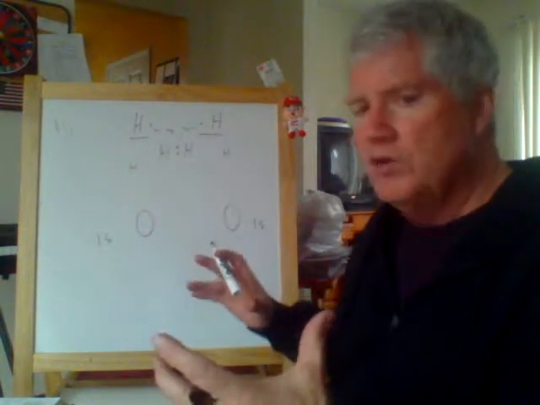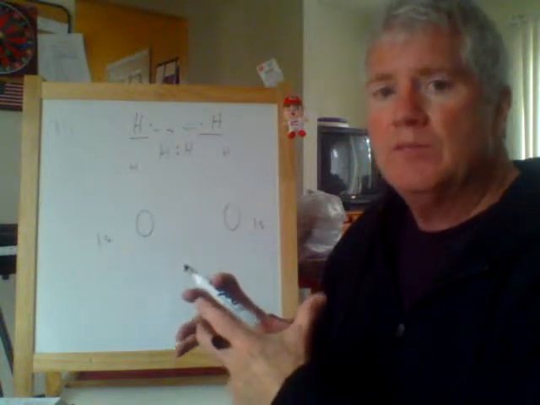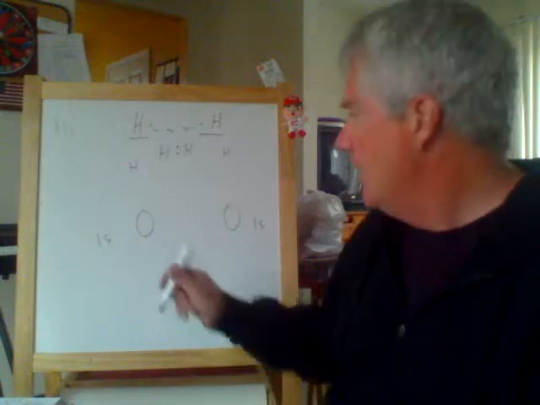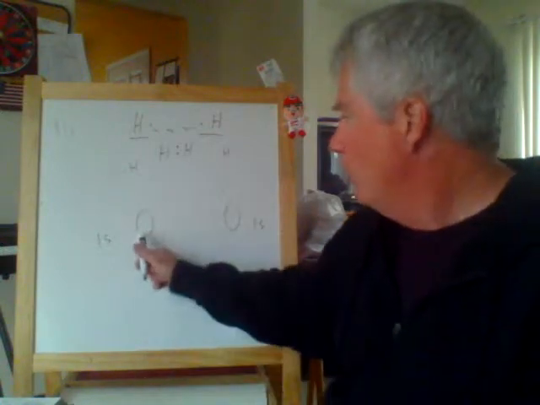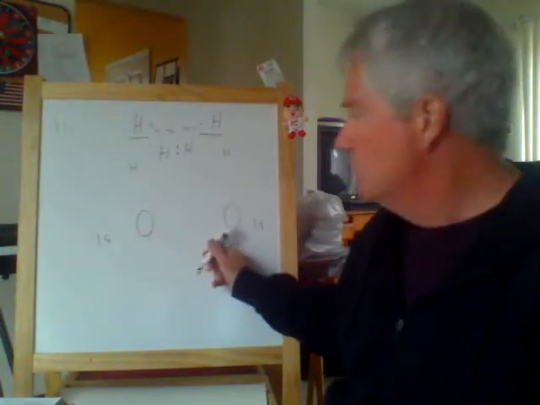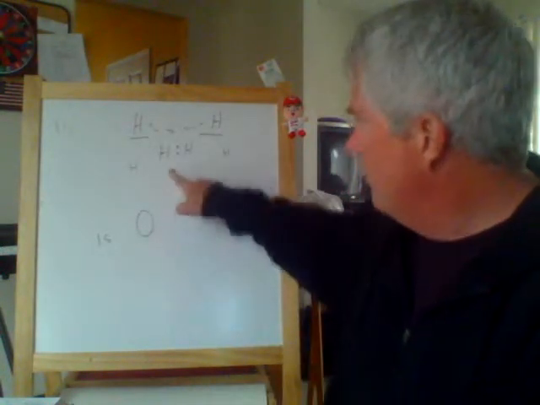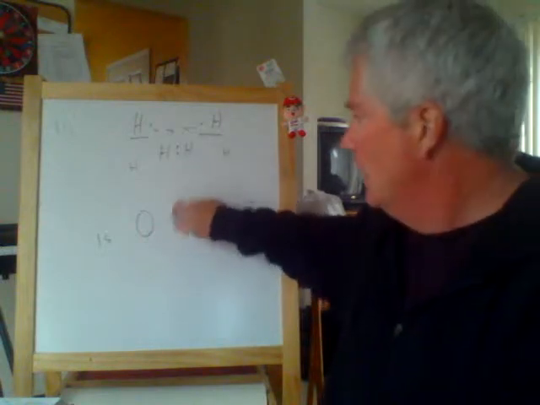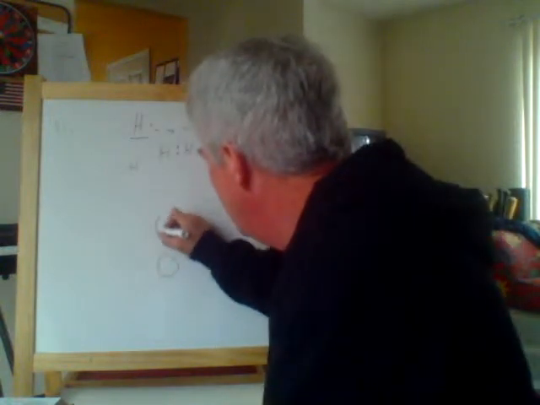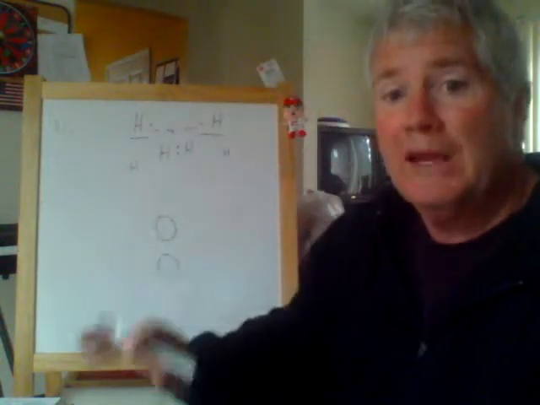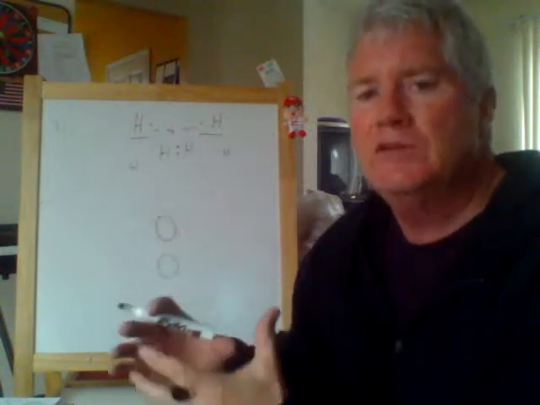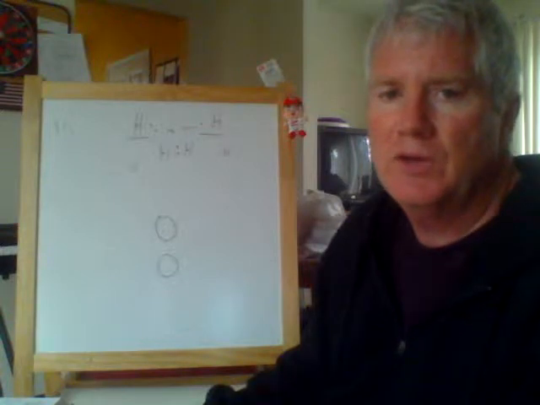MO theory says when you're talking about these two atoms combining, they're going to form molecular orbitals, and the number of molecular orbitals will be the same as the number of orbitals when they were apart. So when we think about bonding hydrogen, essentially there are two molecular orbitals in existence as hydrogen is bonded together.